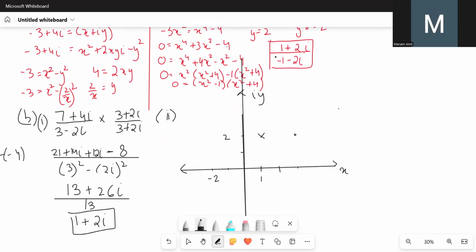Roughly here. And then it will go to 3 and 4 here. And then 2 down would be here. So this circle has a radius of 2.